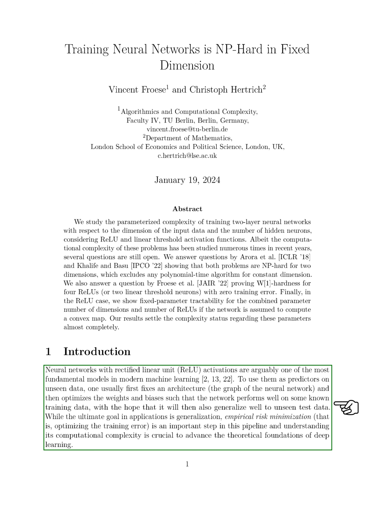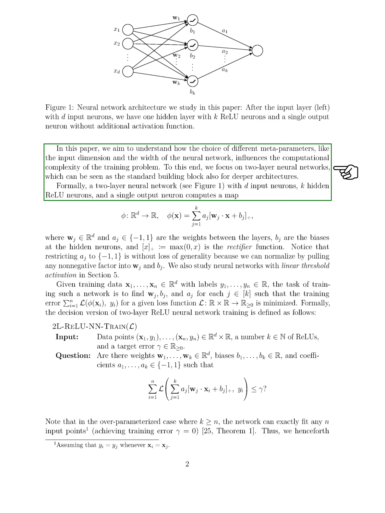We hope that this will then also work well on unseen data. While our ultimate goal is to generalize the network to work on any data, we first need to minimize the risk on our training data. This step is crucial, and understanding its computational complexity is key to advancing the theoretical foundations of deep learning. In this paper, we're going to explore how different factors, like the input dimension and the width of the network, affect the computational complexity of training the network.